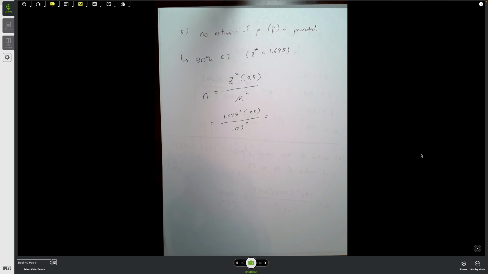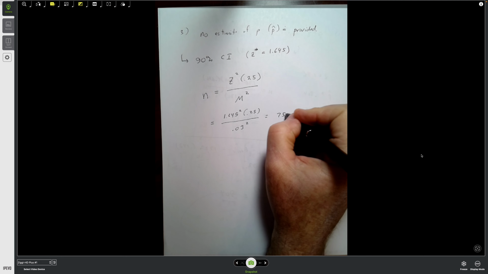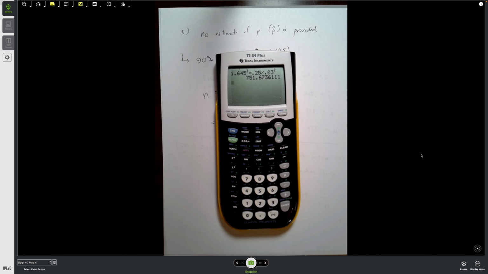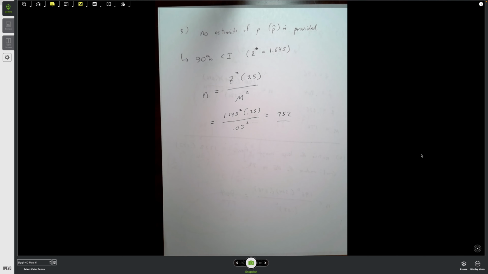So I get 752 as the desired sample size. So that's what I get right there. All right, I'm not really sure. In complete transparency, I've never seen this as an option until I used this textbook. I'm not real crazy about it, but there are going to be some problems like this.